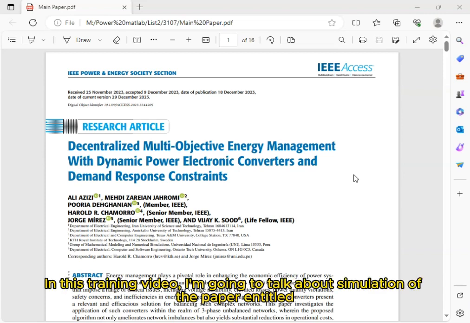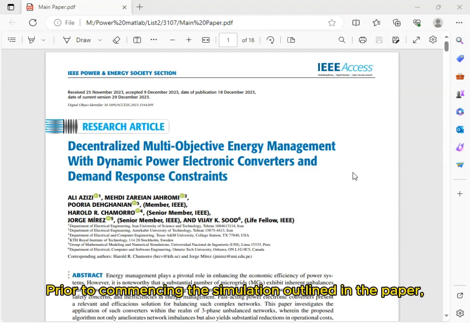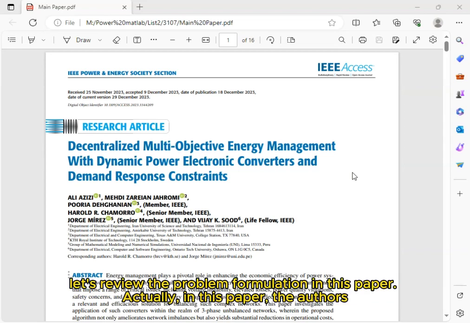In this training video, I'm going to talk about simulation of the paper entitled Decentralized Multi-Objective Energy Management with Dynamic Power Electronic Converters and Demand Response Constraints. Prior to commencing the simulation outlined in the paper, let's review the problem formulation in this paper.